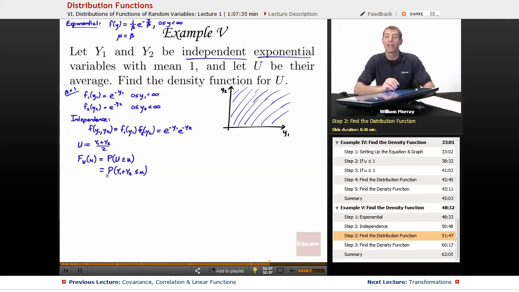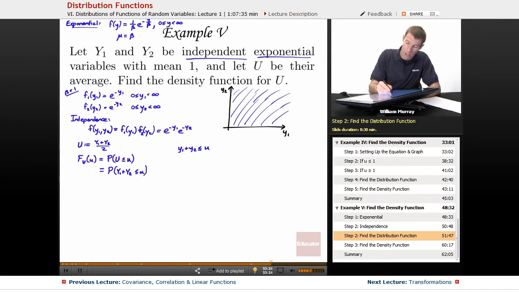And I said the way you deal with this is you try to convert that into a region, and then you try to find the probability of being in that region. So I want to look at the region where y1 plus y2 is less than or equal to little u, which means I want to graph the line where y1 plus y2 is equal to u. And if I graph that out in red, there's the line where y1 plus y2 is equal to u, and the intercepts on both axes are u. So there's u and there's u.